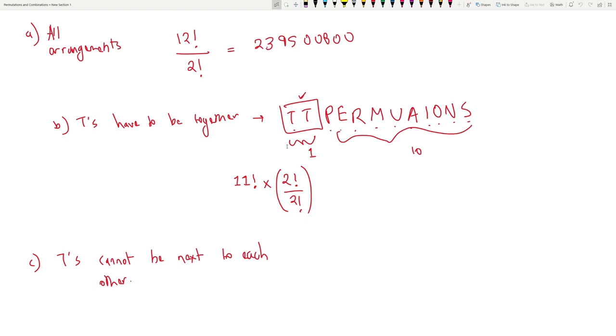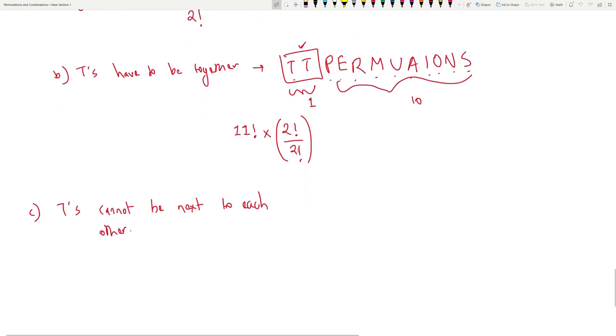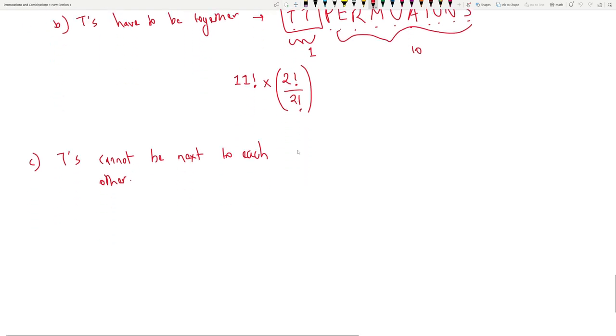So what does the T's not being next to each other mean? One T cannot be next to the other T. What does the T's cannot all be together mean? It means that the 2 T's cannot be together. But when would they have different meanings? If you had 3 or 4 T's, that's when it has a different meaning. Here it's the T's cannot be next to each other or the T's cannot be together. Same meaning, but I'll show you 2 different ways to do it.